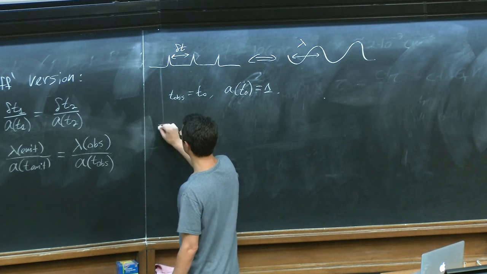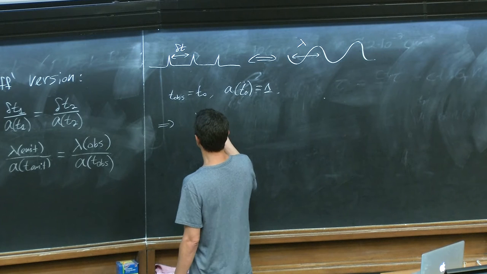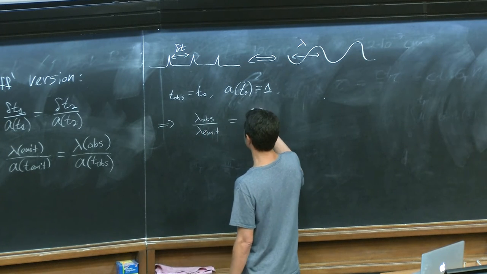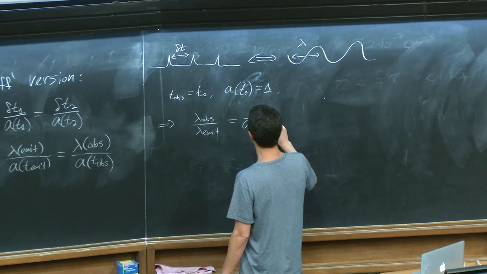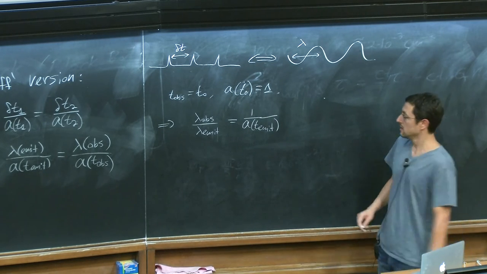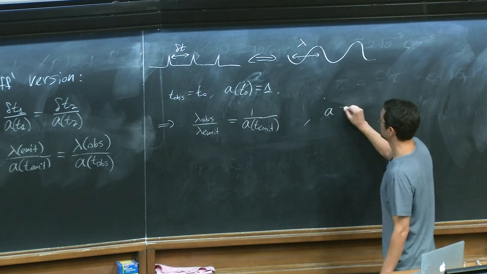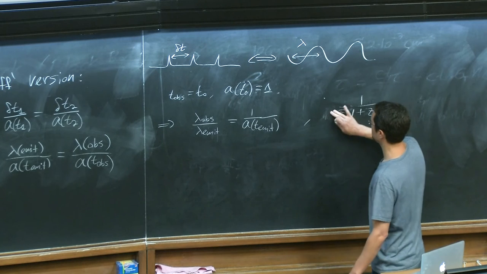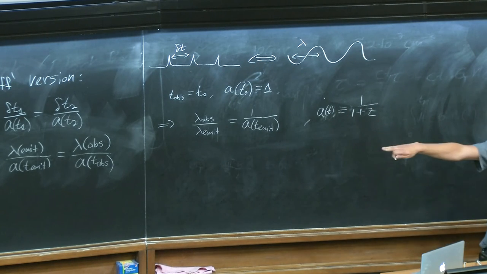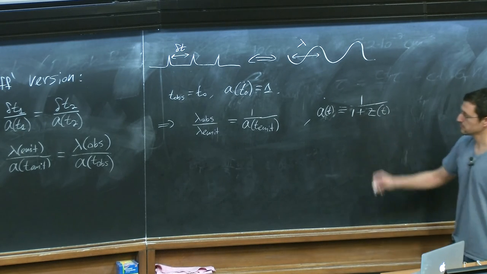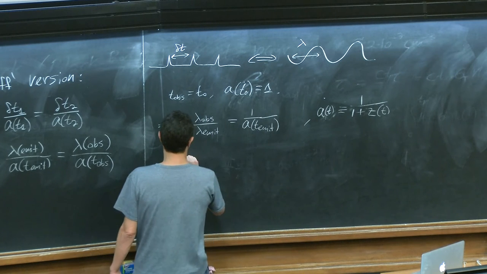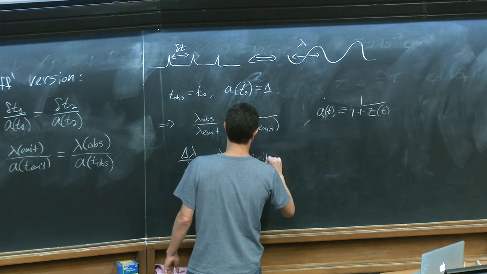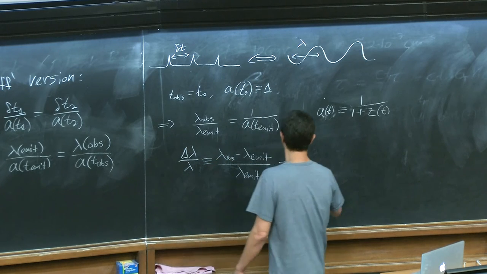And so what we have is that lambda observed over lambda emit is 1 over a at the time that the photon was emitted. And then it's convenient to define this 1 over a as 1 plus z. This is just a definition. So if I have my expansion law as some function a of t, it will map to z of t this way. And when you take this definition, then delta lambda over lambda, which is lambda observed minus lambda emit over lambda emit, is z.